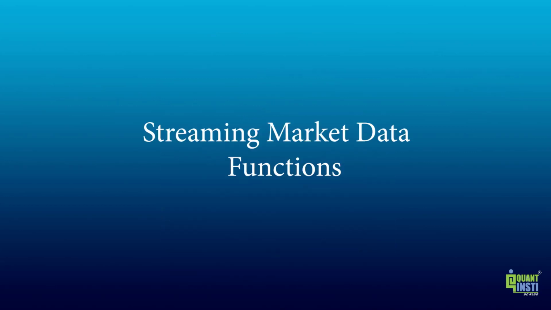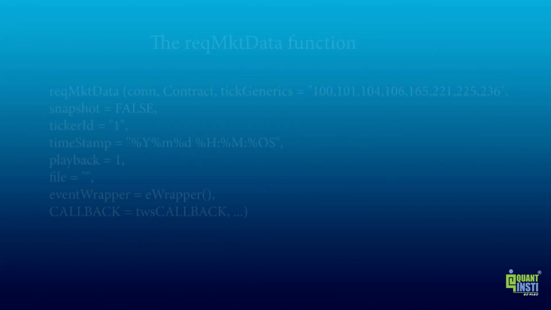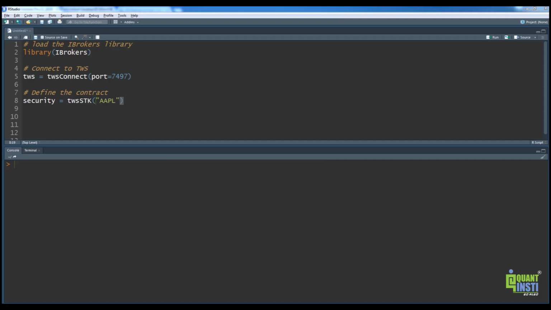Let us now cover the streaming market data functions from the iBrokers package. Streaming level 1 market data can be obtained from TWS via the reqMktData function. The function takes arguments like the connection, contract, tick generic, snapshot, ticker ID, timestamp, file, event wrapper, callback, and so on. Let us now see how the streaming data function works.